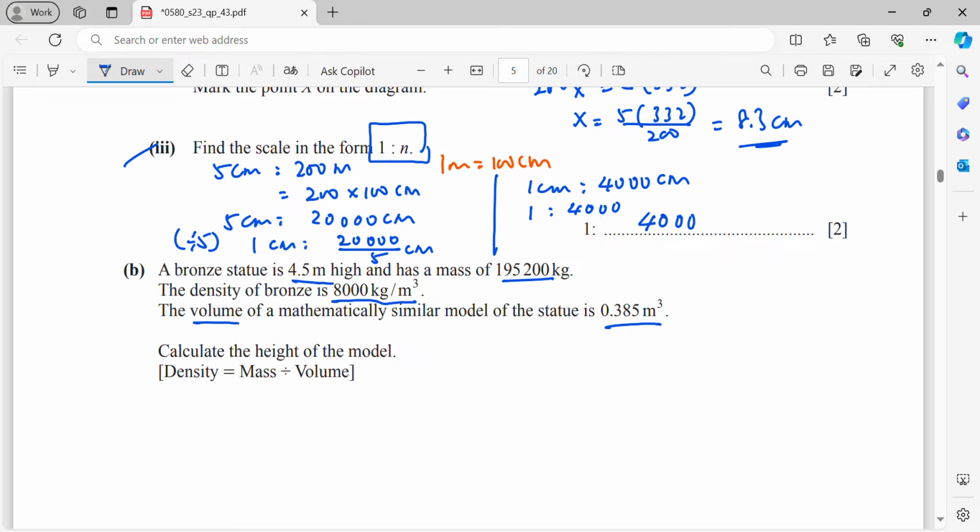Okay, so now we know that volume. You are given the volume of the other one, right? So it means that I need to find the volume of the given statue first. So volume, from this formula, I just rewrite: density is mass over volume. So then the volume will be mass over density.